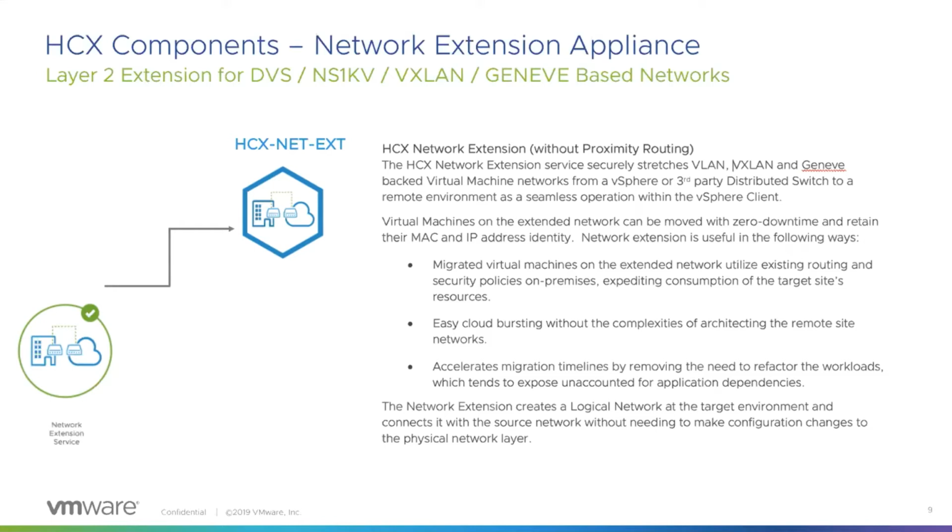Just to introduce to you, when a virtual machine is migrated over from the source to the target, and the virtual machine resides on the VLAN that is stretched using L2C, the gateway still remains on the source if we are not using proximity routing. So any north-south traffic in and out of that specific VLAN will still need to use the gateway that is on the source side.